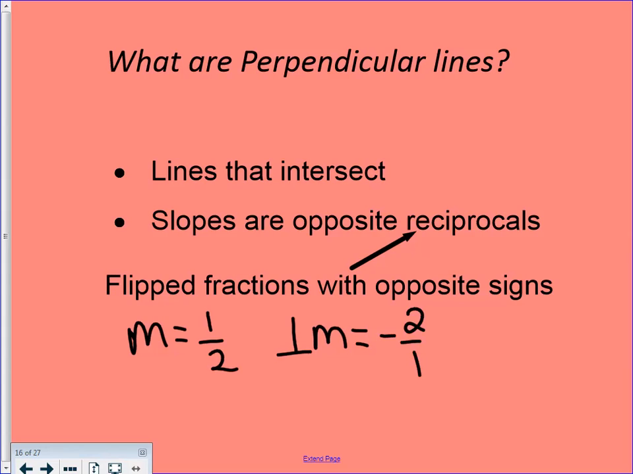Another example would be, if I had a slope of negative 3, my perpendicular slope would then be positive 1/3. So there's some examples. Make sure you get that definition and examples written down.